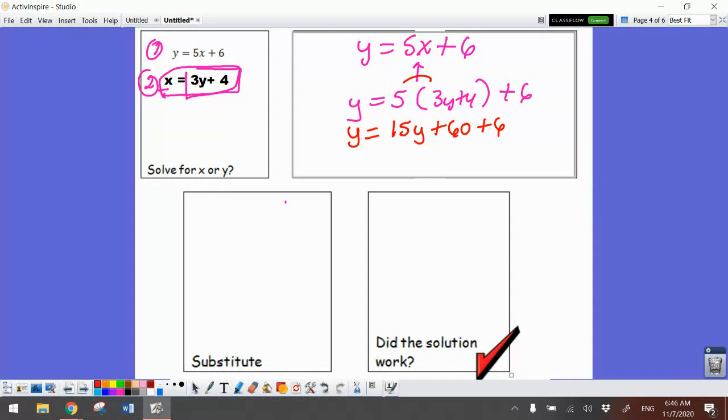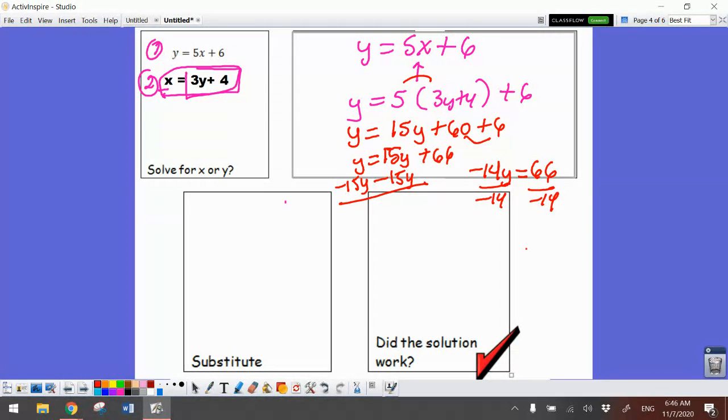Okay, now, if I remember right, when solving equations, I have to get my variables to one side. So I better move my 15y, but I better combine these two. So 20 and 6 is 26. So I have 15y equals 20 plus 6. I'm going to subtract my 15y. So I have negative 14y equals 66. And to finish, I'm dividing by 14.